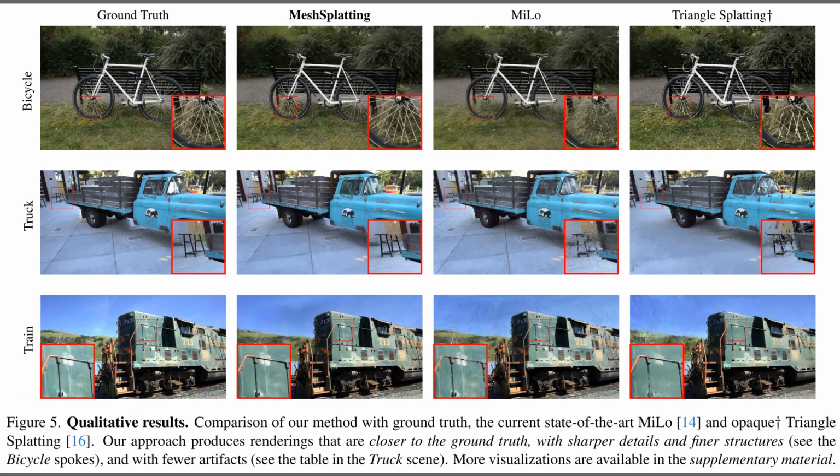Alright, while Table 1 summarized metrics, Figure 5 shows how those numbers look visually. The full grid of images compares ground truth against MeshSplatting, Milo, and triangle splatting across bicycle, truck, and train scenes. MeshSplatting panels appear crisper, especially in thin structures like the bicycle spokes. The red zoom insets along the bottom right of each panel highlight that MeshSplatting preserves details and reduces blocky artifacts around the truck table legs and the train edges.